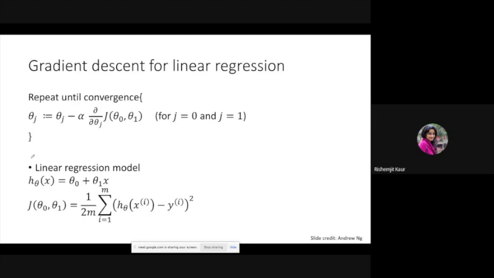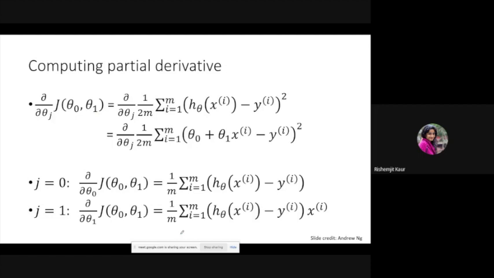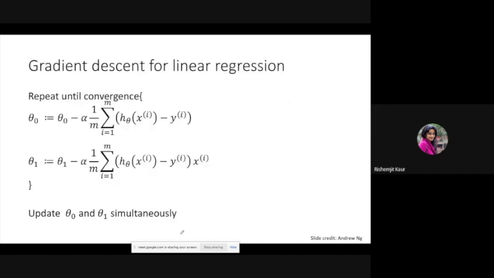The gradient descent for linear regression: repeat until convergence, theta is equal to, again, theta minus alpha into the value of the gradient, right? Where our h of x is equal to theta 0 plus theta 1 x1, and this J of theta is our cost function, which we have already worked with. So maybe I will skip going into the details of how we compute the partial derivatives. I'll just show you the final output.